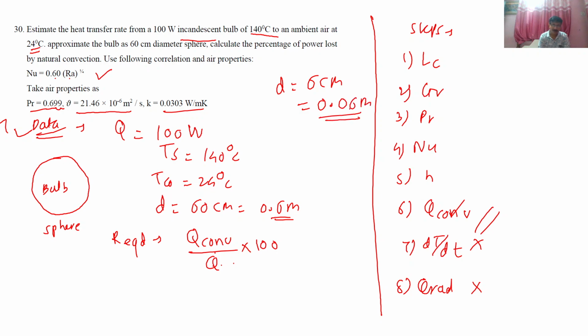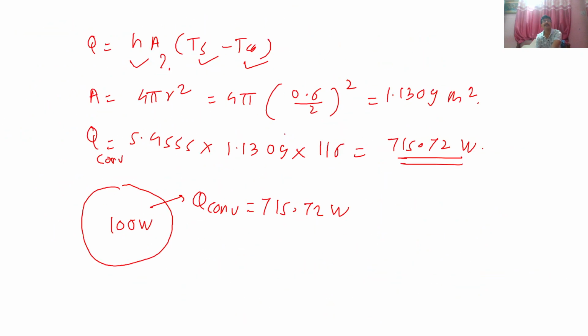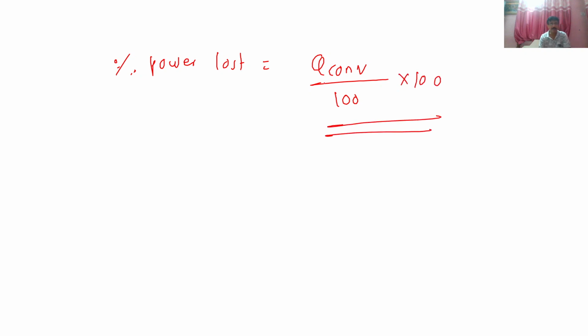0.06 meter. If you solve the problem with this value, you will definitely get the answer of Q convection less than 100 watt, and then you can easily calculate the percentage power lost. How to calculate? Percentage power lost is Q convection upon Q original. How much is it? That is electricity, 100 watt, into 100. If you recalculate it by taking the new diameter and put it here, this will be your final realistic answer.